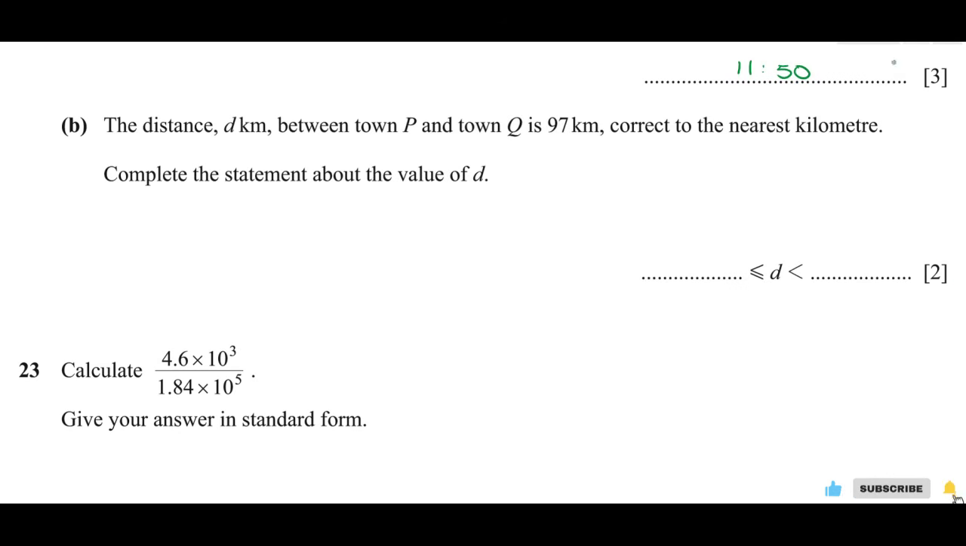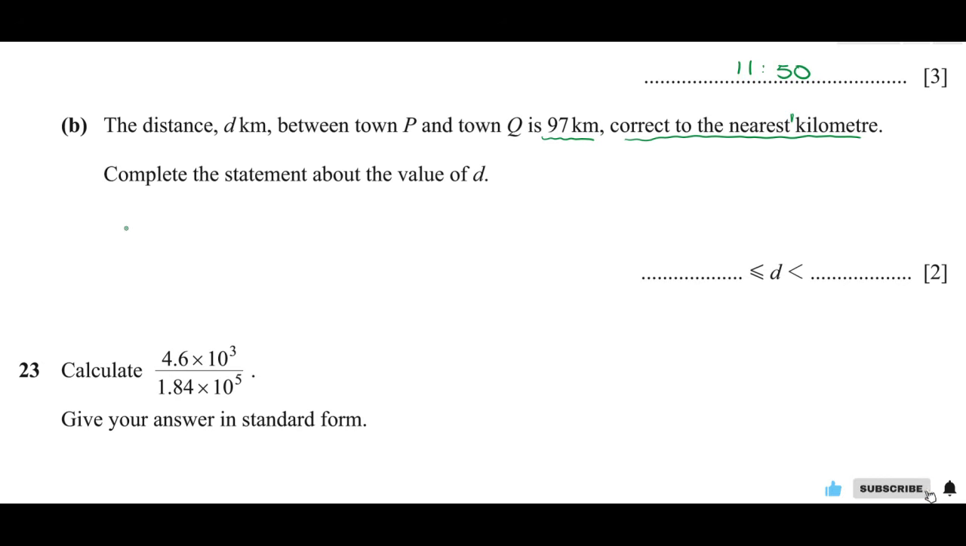Now for part B, the distance d kilometers between the town P and town Q is 97 kilometers, correct to the nearest kilometer. This is in kilometers, this is in kilometers. It means correct to the nearest 1 kilometer, right? And whenever we have correct to the nearest, it means we have to find the upper and the lower bounds. Complete the statement about the value of d, the lower bound and the upper bound.